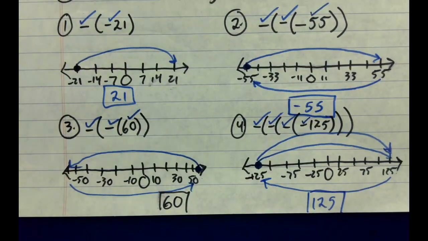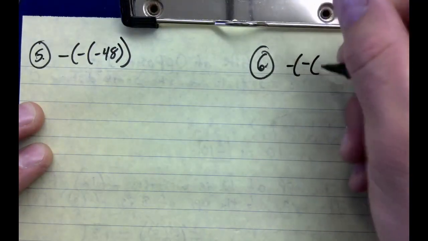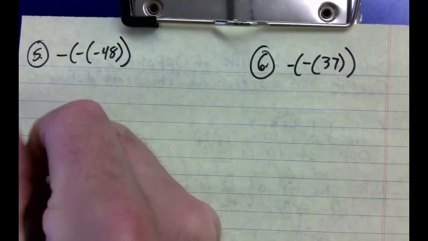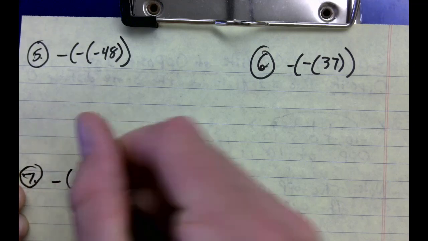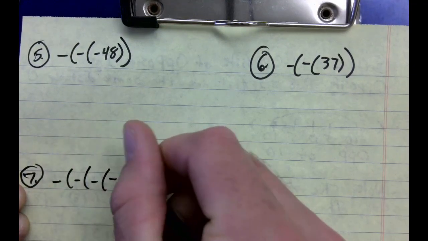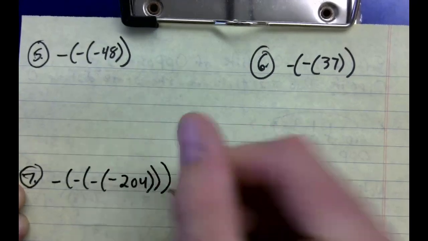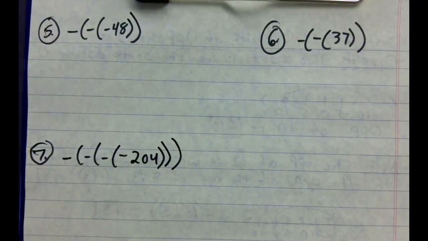That's it. Go ahead and try numbers 5, 6, and 7 on your own. Number 5 is the opposite of the integer negative 48. Number 6 is the opposite of the integer 37. And number 7 is the opposite of the integer negative 204. Many opposites there. So go ahead and try numbers 5, 6, and 7 on your own.